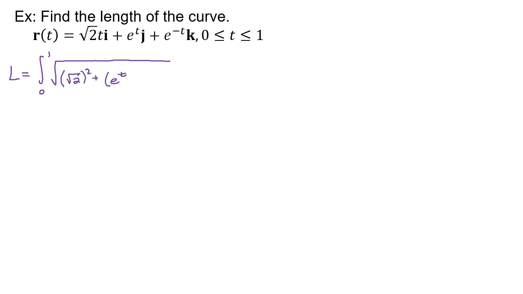E to the t doesn't change when you take its derivative with respect to t. And e to the negative t will pick up a negative in front, like this. And so I'll get 2 plus e to the 2t, and then the negative on the e to the negative t getting squared will become a positive, but the power will stay negative, so this will become e to the negative 2t.